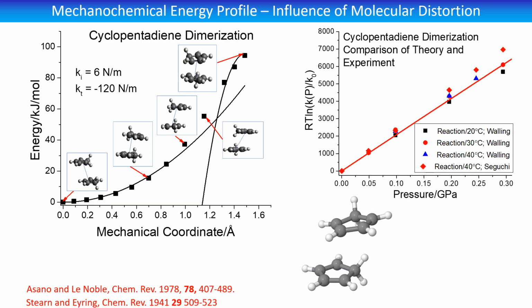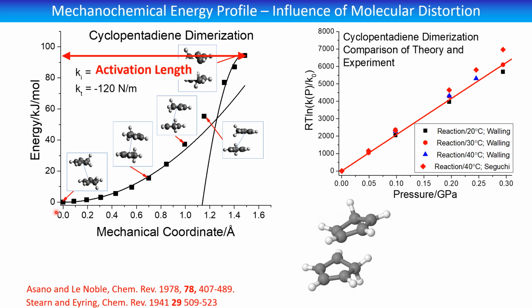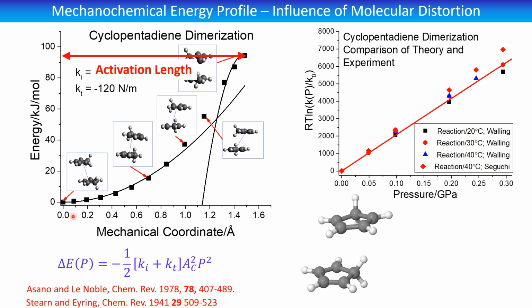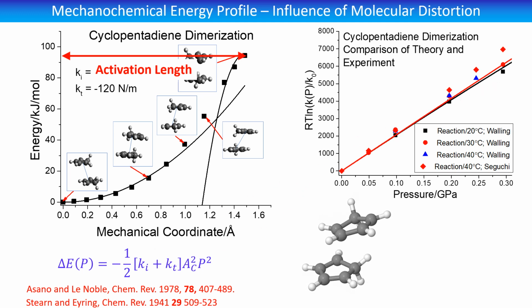This assumes that the initial state and transition state structures don't depend on the pressure, whereas in fact, because they are compliant and have some force constants that control the structure, you expect the activation length to change with pressure. We can calculate this using the Hessians for the transition state and the initial state for this reaction and get a pressure dependent correction to the energy, which we can show plotted here, where the difference is really very small.